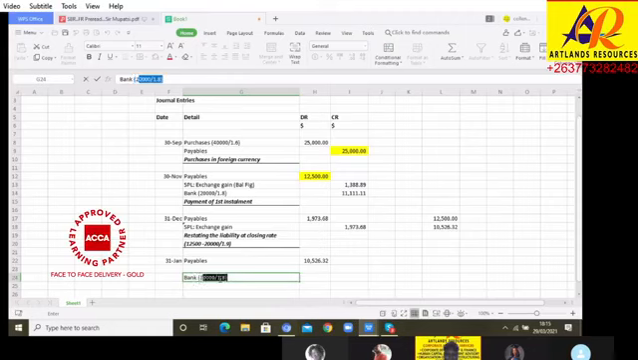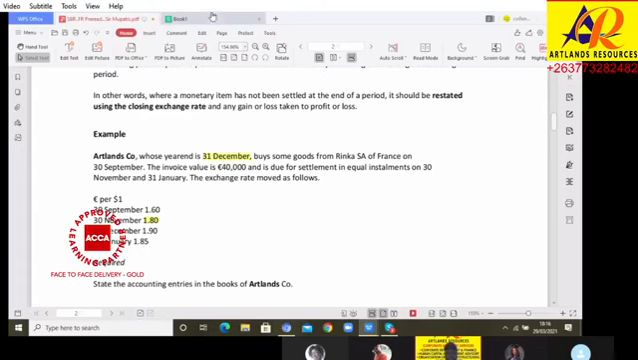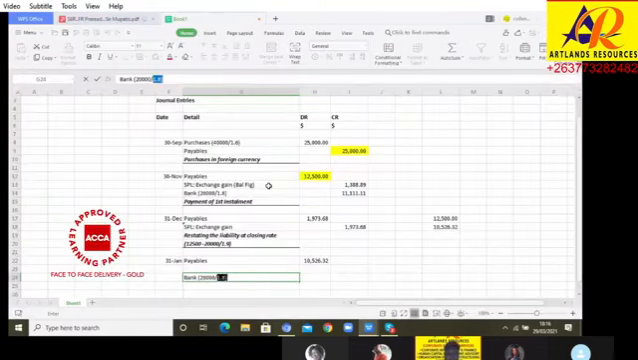the amount you are paying is 20,000. The bank doesn't say how much do you have in your books. They say how much are you expecting to pay. You say 20,000, and then they tell you the exchange rate for that day, 1.85. So divide by 1.85.